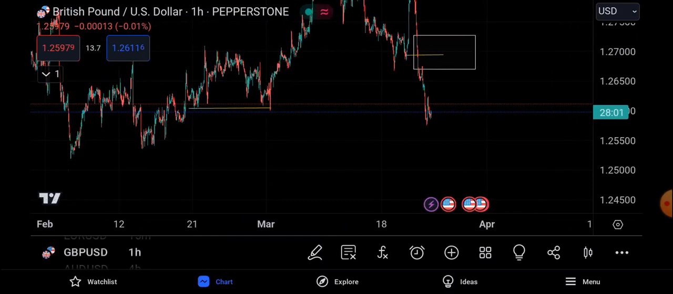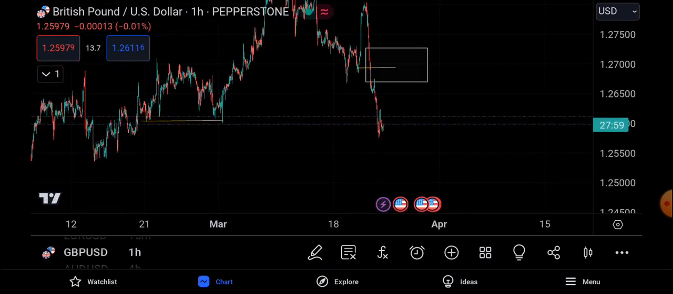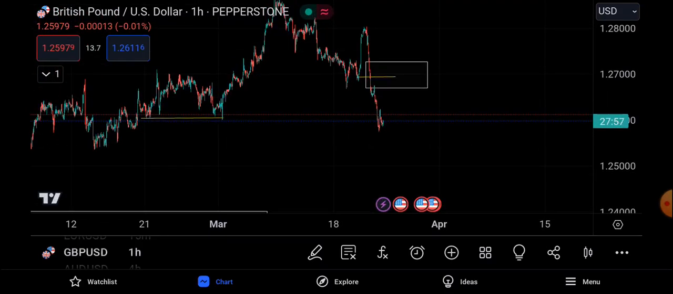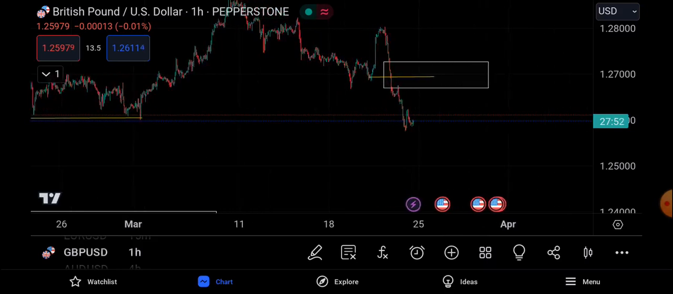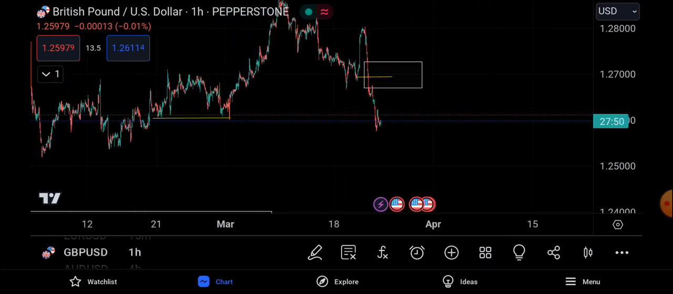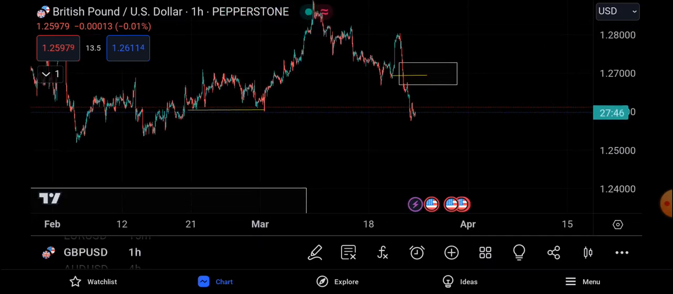So overall, I am bearish. I hope I have done a somewhat decent job of explaining what my points of interest are, where I would like to be getting into sells in and on these markets.